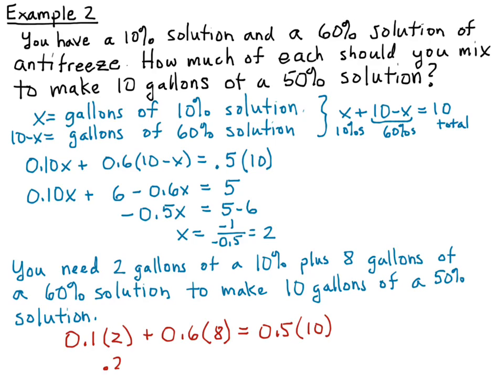So we can check this, and if we put it in our original model with all the known numbers, 10% of 2 gallons plus 60% of 8 gallons is 50% of 10 gallons, and indeed 0.2 plus 4.8 equals 5, and so certainly 5 equals 5.